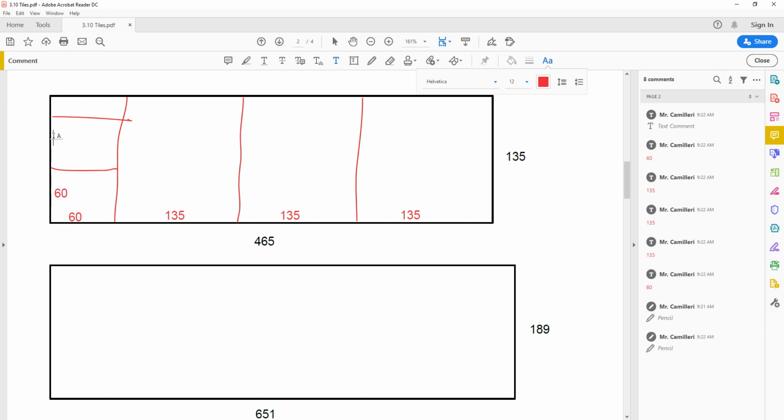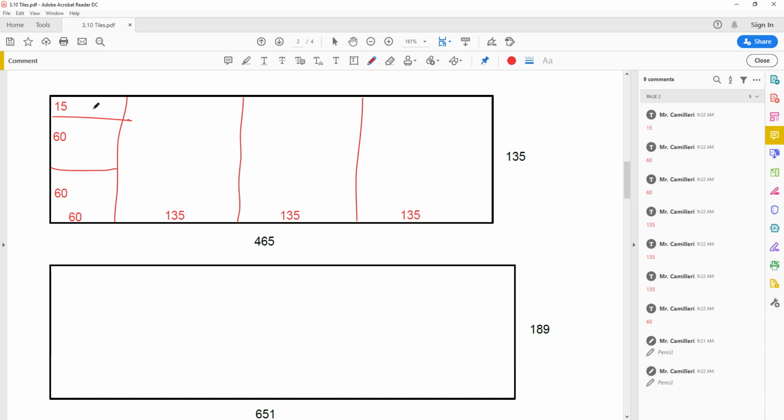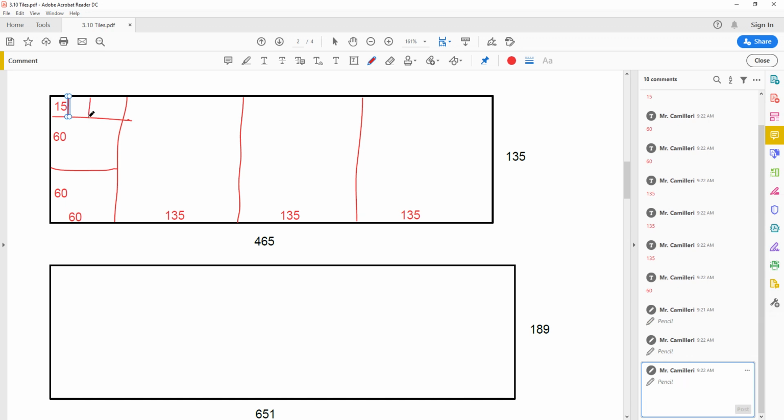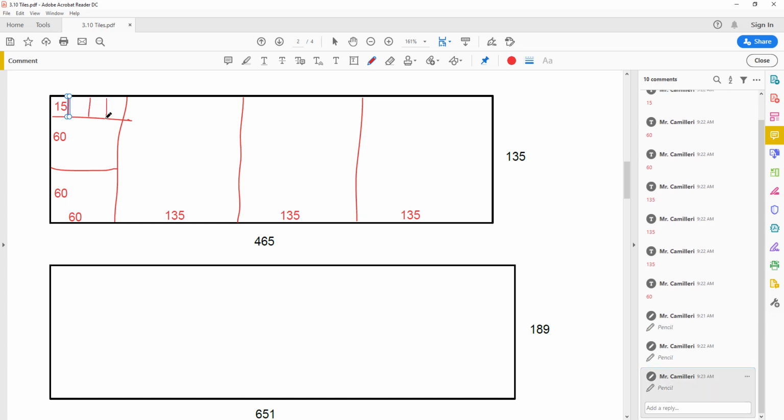And what is left over? 15. So now we have a 15 by 60 region, and we're going to fill that in with 15 by 15 squares. Now this region, we can fit exactly 4 of them, and we cover the floor completely.